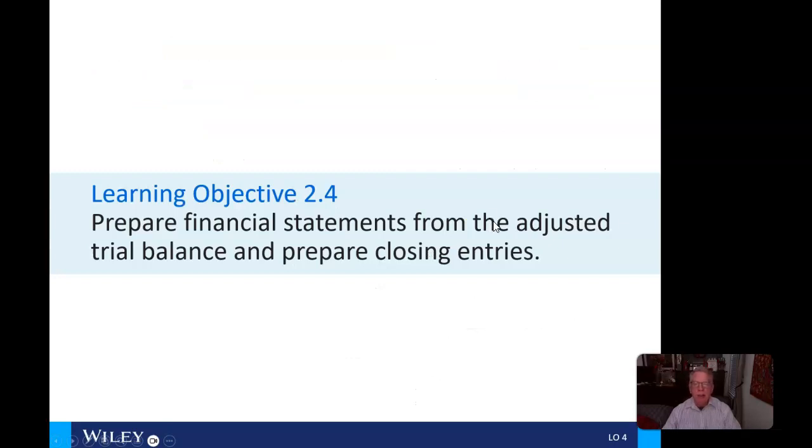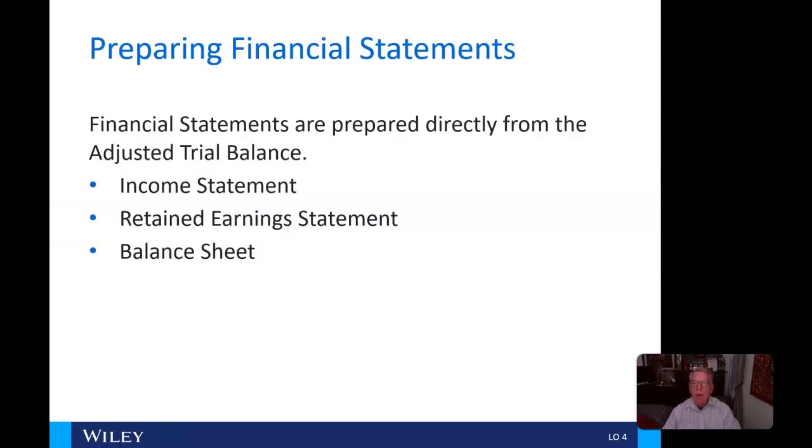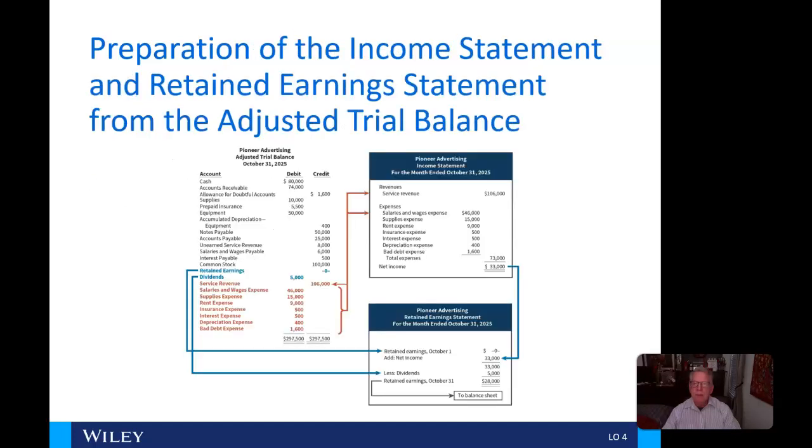Now we'll do the financial statements from the adjusted trial balance. And again, we're going to do them in a specific order: income statement, retained earnings, and balance sheet. And this describes that process very nicely here, I think. Here in red are our income statement accounts. And we'll roll that into an income statement where we have our revenues less costs and expenses give us our net income.